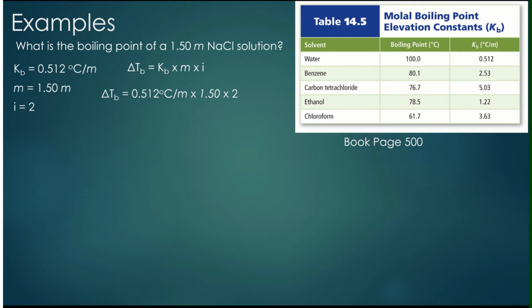So we plug our variables in, and we find our delta Tb, our change in boiling temperature, to be 1.536 degrees Celsius. And then don't forget, that's not the final answer. We have to add that to the 100 degrees at which water already boils. Our final answer, the new boiling point of this water, would be 101.54 degrees Celsius.